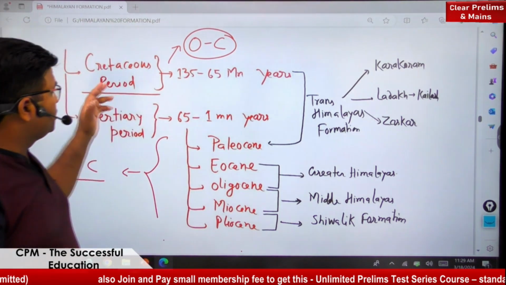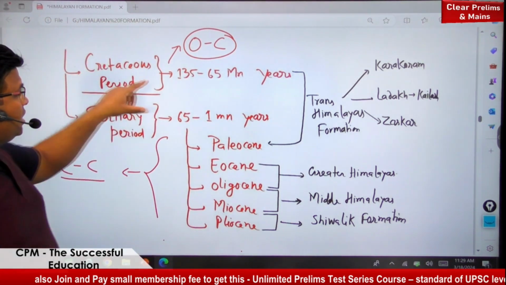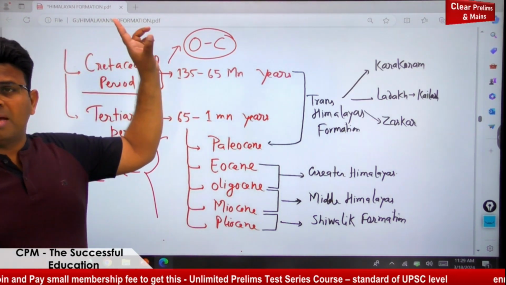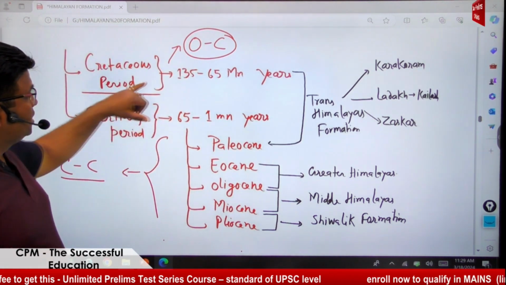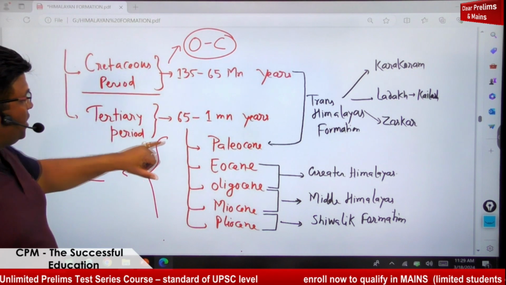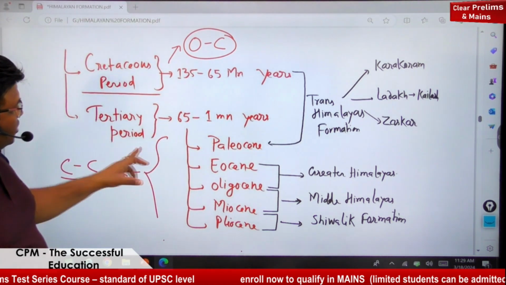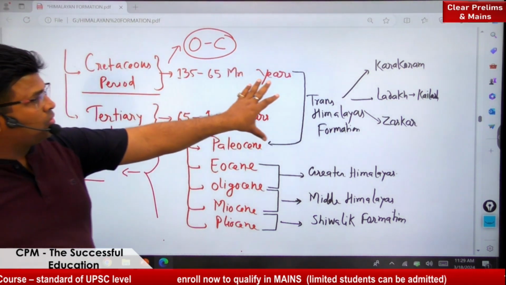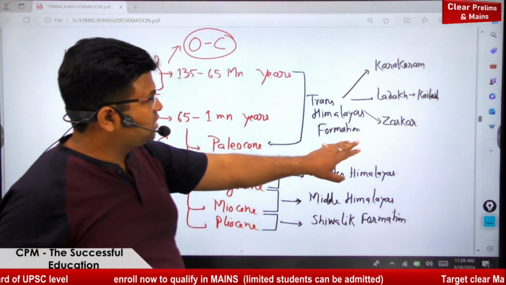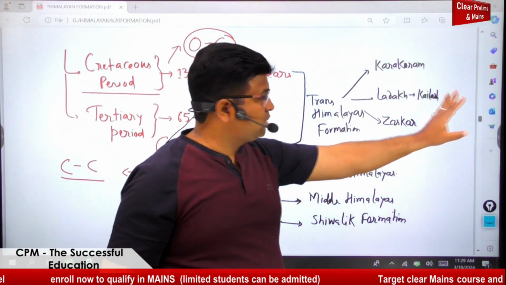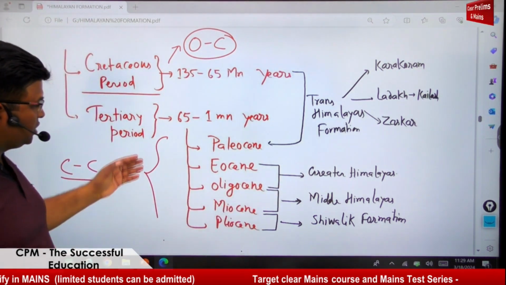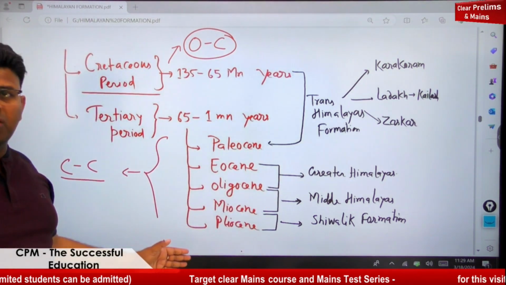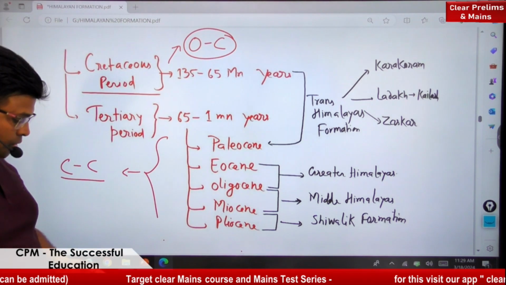So here, from the Cretaceous period, that is 135 to 65, and there I have mentioned 110 to 40 million years ago, our Trans Himalaya was formed. From the Cretaceous period to the first part of the Tertiary period, Paleocene, we got the Karakoram, Ladakh and Jaskar, and Ladakh's continuation in Tibet, the Kailash Range. And the Greater Himalaya, Middle Himalaya and Sivalik were formed from Eocene to Pliocene. Understood it?